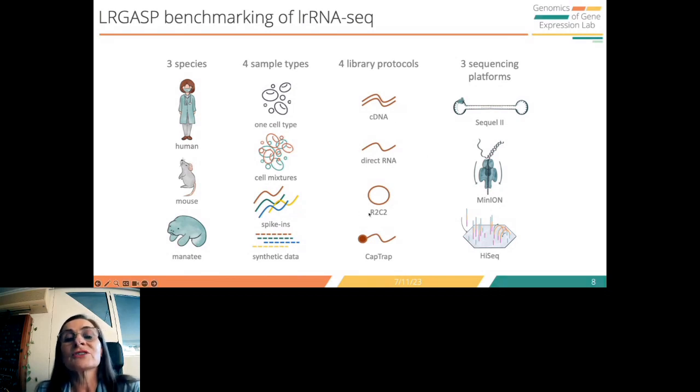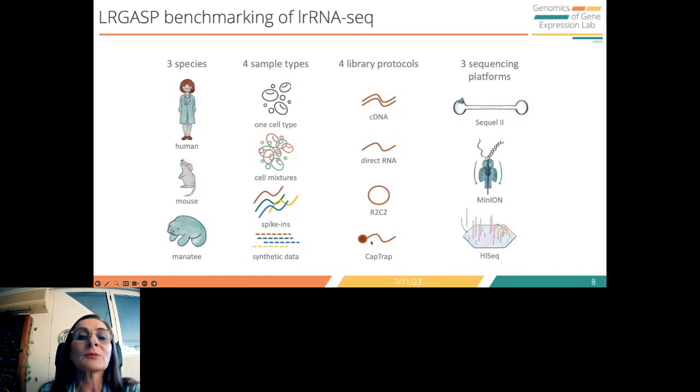R2C2 is a library preparation method in which there is a circularization of the transcript molecule, and this is then amplified by PCR and then put into a nanopore. This creates a transcript structure that can be sequenced in several passes because of the PCR amplification, and that increases the accuracy of the final read.